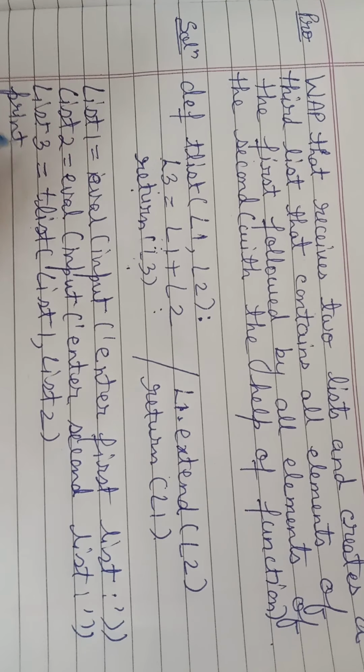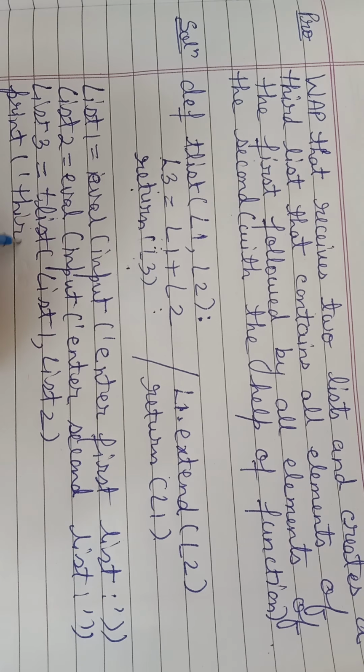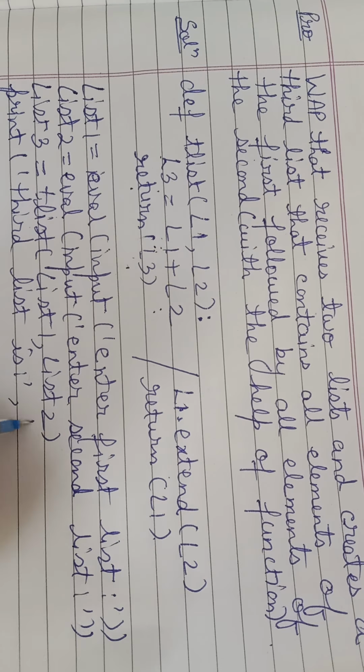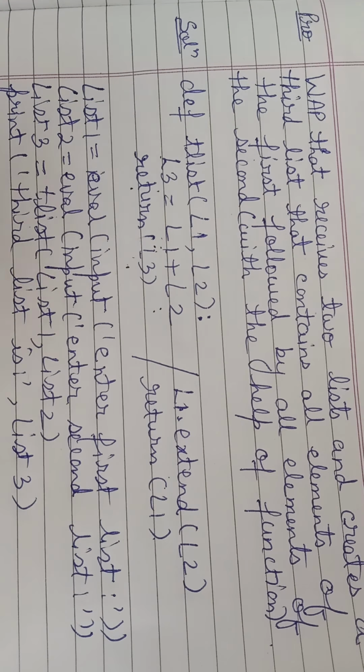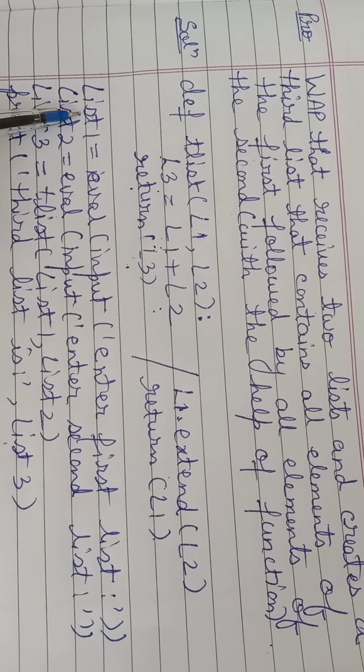Okay. Now we are going to print list3. Print, third list is, list3. In this way children, we can create a third list with the name list3 that contains all the elements of the first list followed by all the elements of the second.